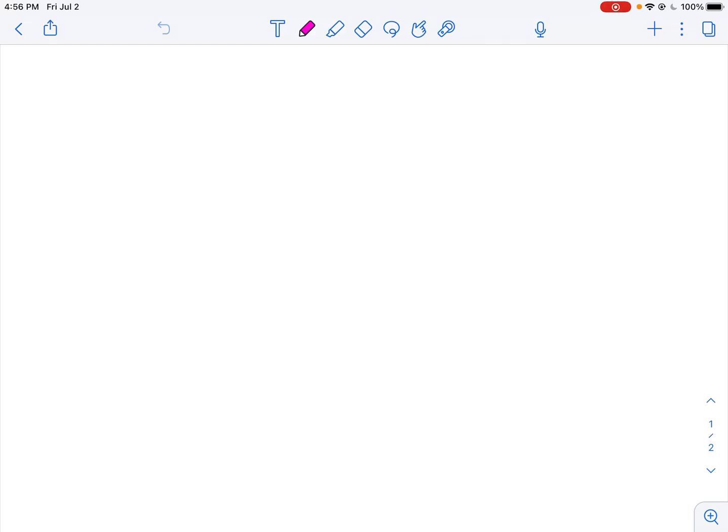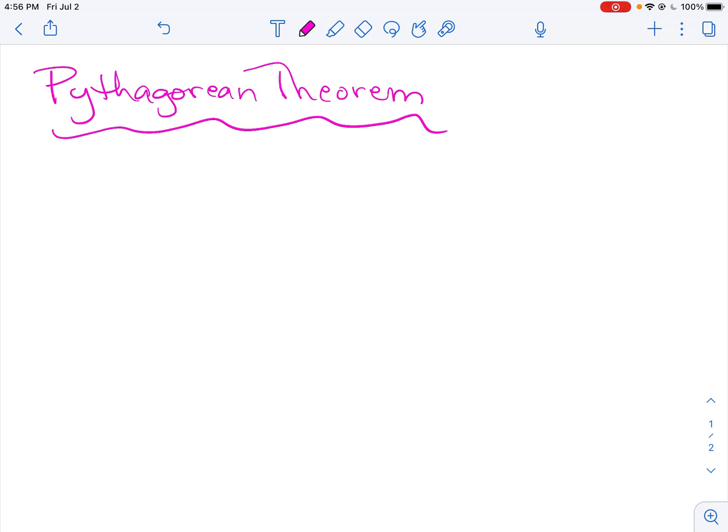We started off talking about the Pythagorean theorem. Okay, so the first thing we started off with. And when you deal with the Pythagorean theorem, you're dealing with the sides of a right triangle. We're dealing with the sides of a right triangle. The only angle that we're dealing with is that it has one right angle. That's all we're dealing with.